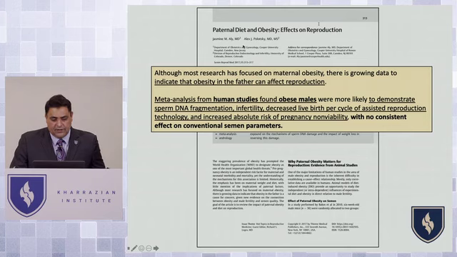Now, this is a very interesting study. Paternal diet and obesity effects on reproduction. Although most research has focused on maternal obesity, there is growing data to indicate that obesity in the father can affect reproduction. Meta-analyses of human studies found obese males were more likely to demonstrate sperm DNA fragmentation, infertility, decreased live birth per cycle of assisted reproduction technology like IVF, and increased absolute risk of pregnancy non-viability with no consistent effect on conventional semen parameters.